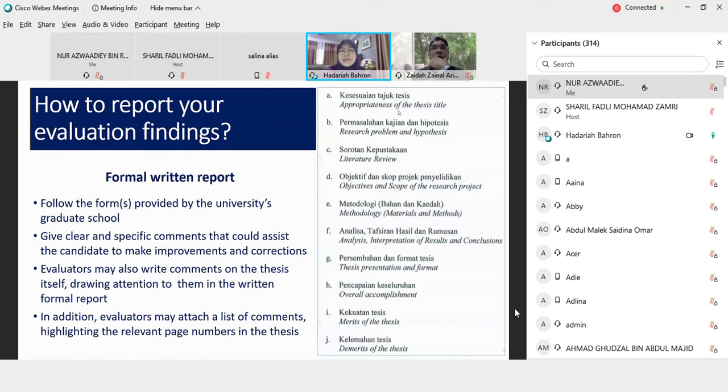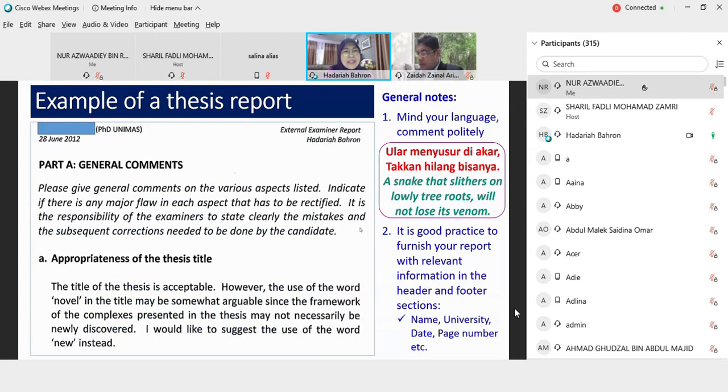So this is an example of things that are requested by the university to evaluate: the appropriateness of the thesis title, research problem and hypothesis, literature review, objectives, and so on and so forth. In the end, they would want you to give a comment on the overall accomplishment, the merits of the thesis, and the demerits of the thesis. This is very, very common. It may not come in this form, but the content is always something similar. This is an example of a thesis report that I have written in year 2012.